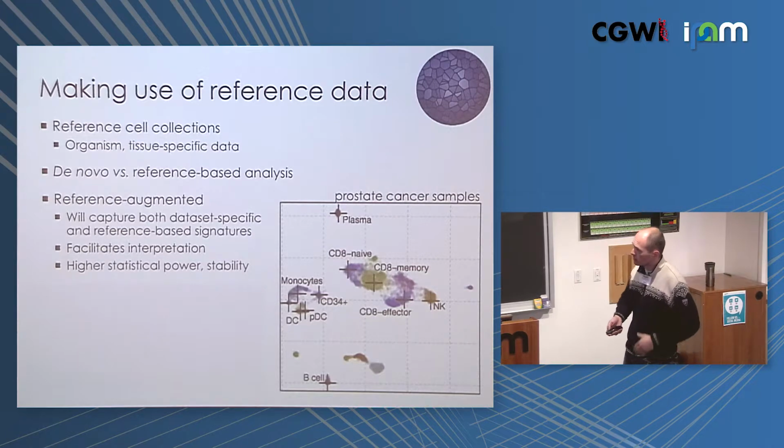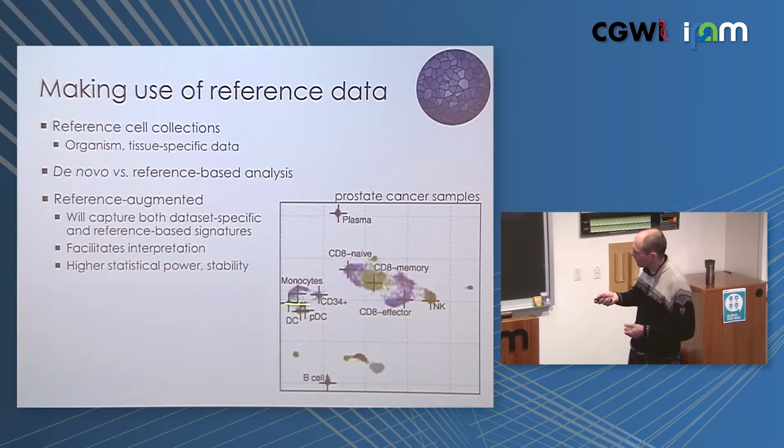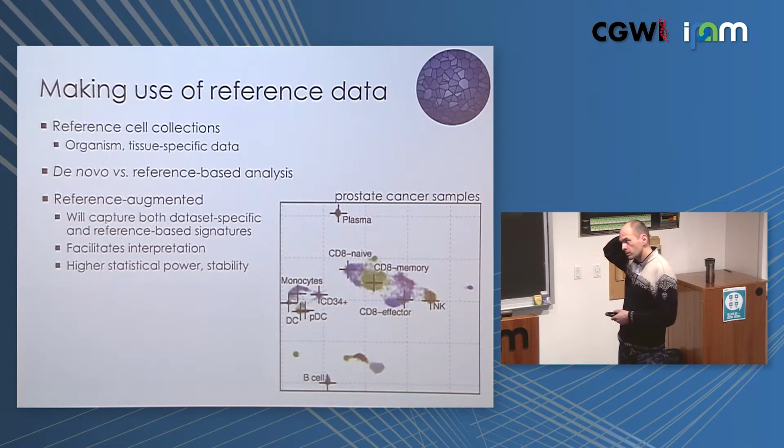All right. This is just a quick example of making use of these reference data. So here, we actually have prostate cancer samples from one of our studies, and we projected them in a way that takes into account both the axes of variation that were found within this particular data set, as well as the axes of transcriptional variation that we've seen in the reference data set.